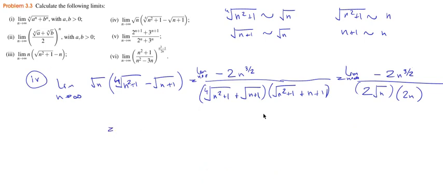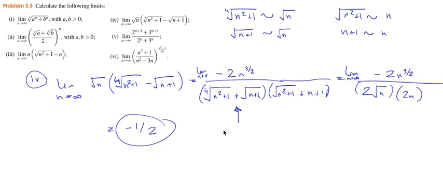So this is equal, and then you have n to the 3 halves divided by the square root of n times n, which is 1, right? So this is the limit of minus 2 over 4, in other words, minus 1/2. That's the limit. Okay.